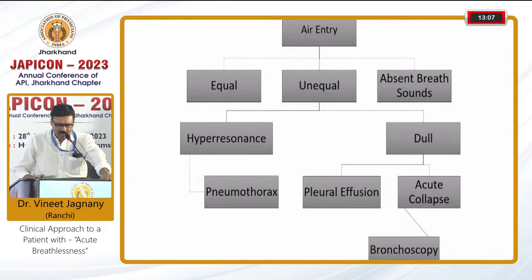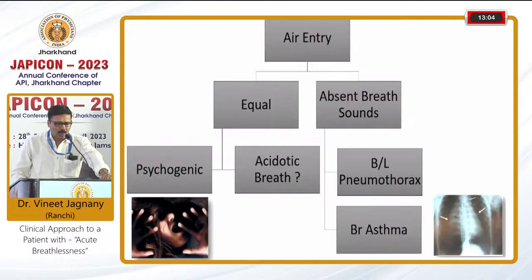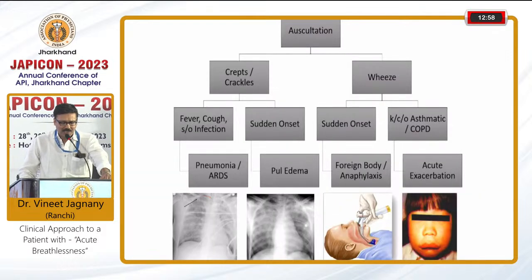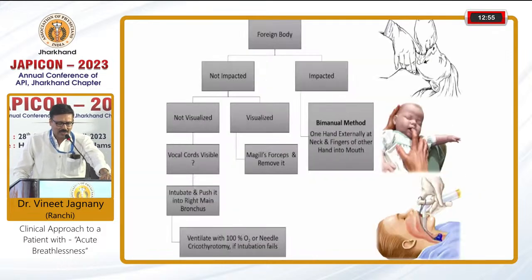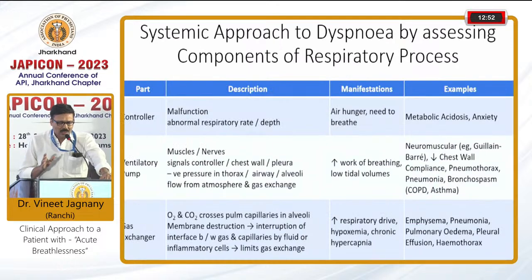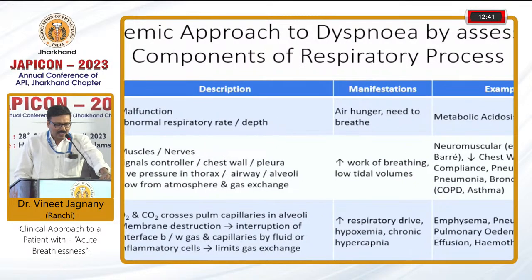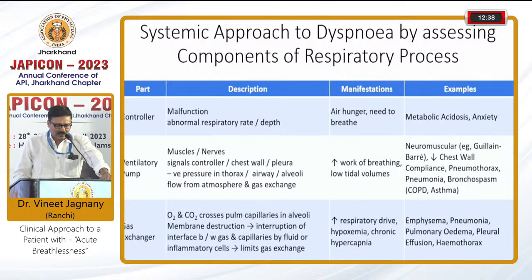So this is a pictorial representation of how to approach a patient with dyspnea, whether we have unilateral or bilateral findings, absent sounds. All this will help us to diagnose the cause of dyspnea. Now, this is centrally controlled. If the control is at the respiratory rate level, we should think more of metabolic acidosis and anxiety because there will be air hunger. In ventilatory pump involvement, it's more of neuromuscular function where the work of breathing increases. If the gas exchange between oxygen and CO2 is altered at the membrane level, the respiratory drive is increased, which is more common in hemothorax, emphysema, etc.